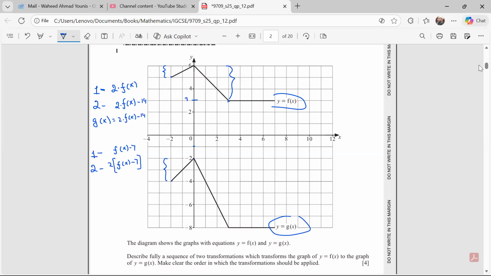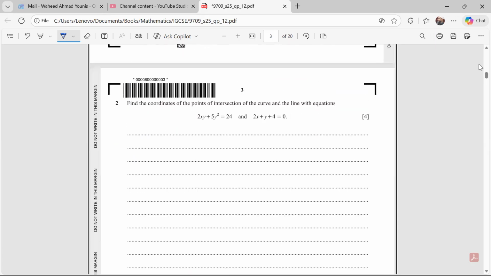So I can bring it down first by 7 units and then multiply by 2, or multiply it by 2 first and then bring it down by 14 units. So both of these transformations will work. So I would say that g(x) would be 2 times (f(x) minus 7). Okay, so these are the two transformations that will convert f(x) into g(x). Okay, so this was question number one.